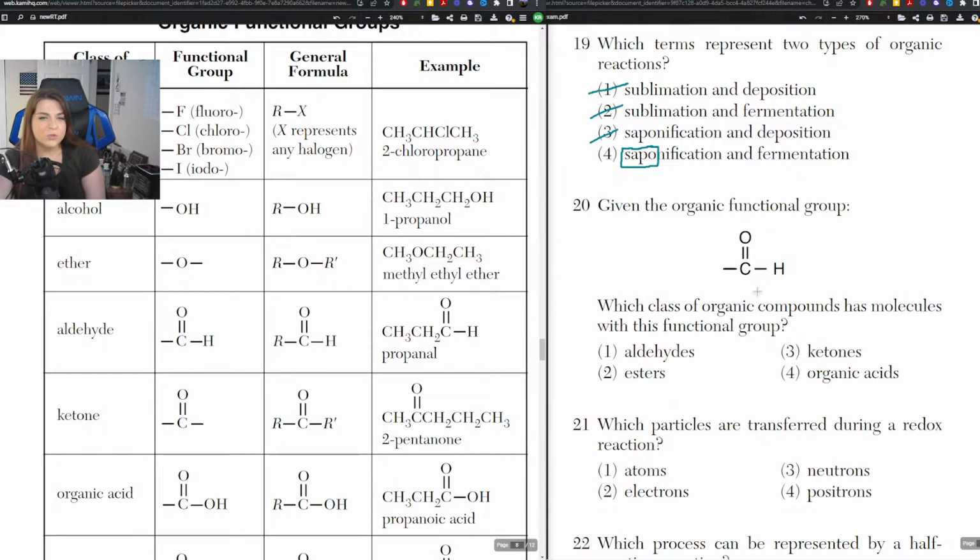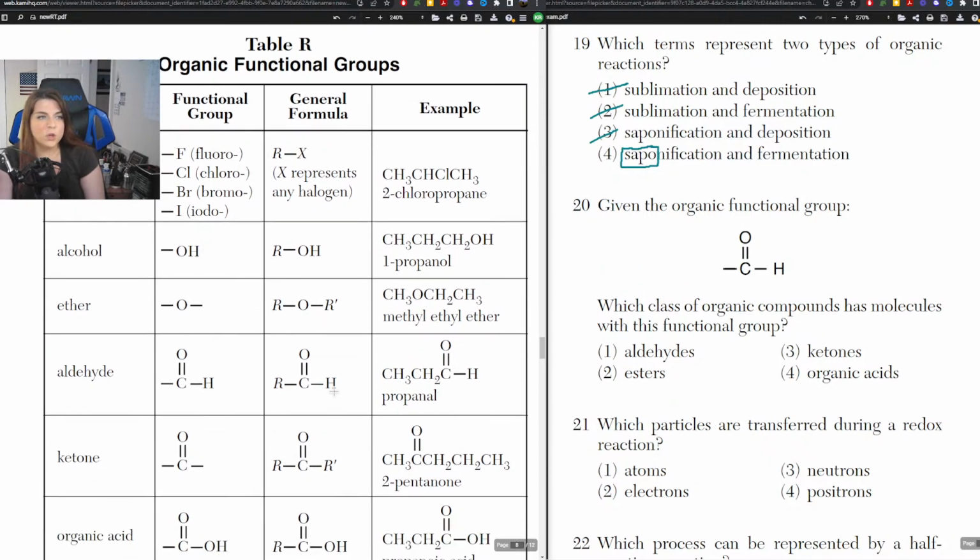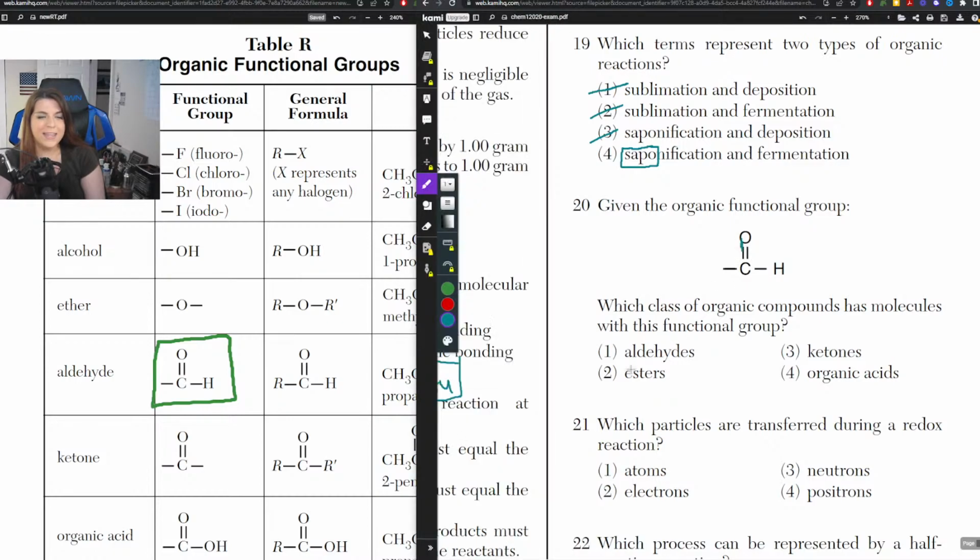Given the organic functional group C double bonded O H, which class of organic compounds has molecules with this functional group? Functional groups are on Table R. R in all of these cases just stands for the rest of the carbon chain. And specifically here, we're looking at this piece, which is an aldehyde. Aldehydes have that double bonded O on the end of the molecule, so it's always on carbon 1. The ketone is similar, but the ketone puts that double bonded O on any of the interior carbons.